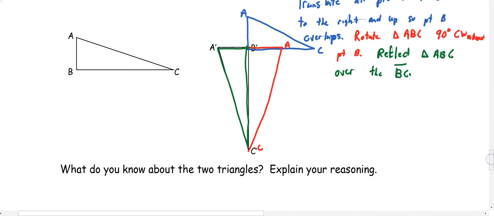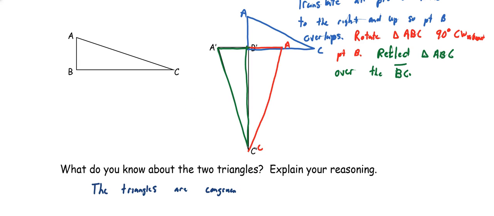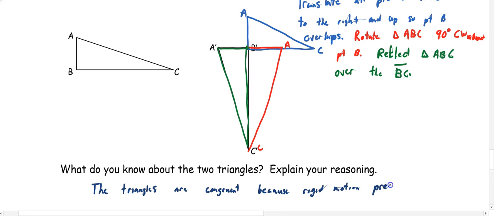What do we know about these triangles? So looking at the picture, what do we know about the triangles? We know that the triangles are congruent because, as we have talked about, the rigid motion doesn't change the size and shape. So we would say that they are congruent because rigid motion preserves congruency.